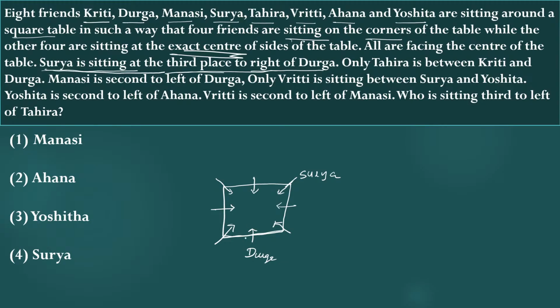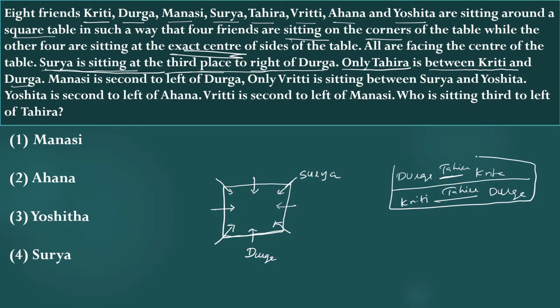Why? Because all of these are facing towards the center of the table. Only Tahira is between Kirti and Durga. We can write like this: if you write Durga here, here Tahira is there, and here we can write Kirti. Or we can write like this: here Kirti is there, here Tahira, here Durga. We have two possibilities for this.